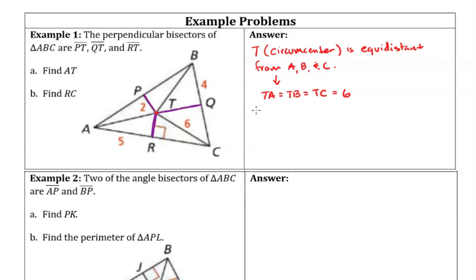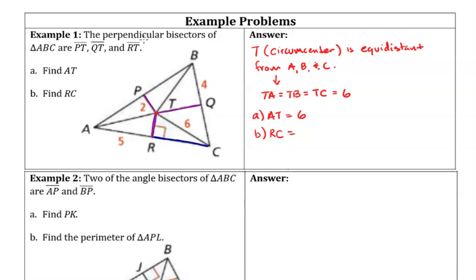So part A, which asks about the distance from A to T, well, that's the same as from T to A, right? Those two things are the same. So we know that's going to be 6. Now part B asks, what about R to C? Well, that's this distance right here. We want to know this distance. How are we going to be able to find that?